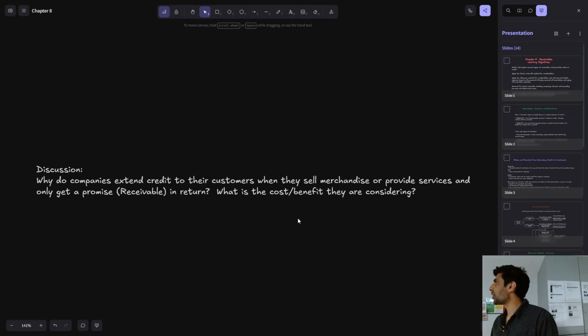Okay, so take a second, think about this, discuss with your neighbor, and we'll do a little brainstorming of why a business would even do this. Why not just demand whenever you provide goods or services to just get cash up front? Why wouldn't they just do that as a policy? And why do businesses instead extend credit? So think about that. What is the business reason for that? And we can discuss as a class.